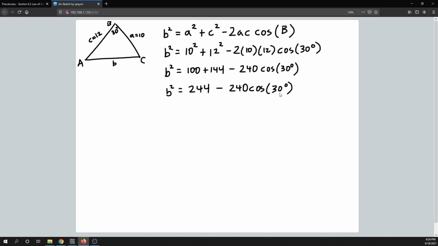All right, and then the next thing I'm going to do is to solve for b. So I'm going to take the square root of both sides. Remember, if you're solving an equation like this, there is a positive solution and a negative solution, but here we are talking about the length of the side of a triangle. So on these problems, we are always going to go with the positive solution. All right, and so now we would go to the calculator.